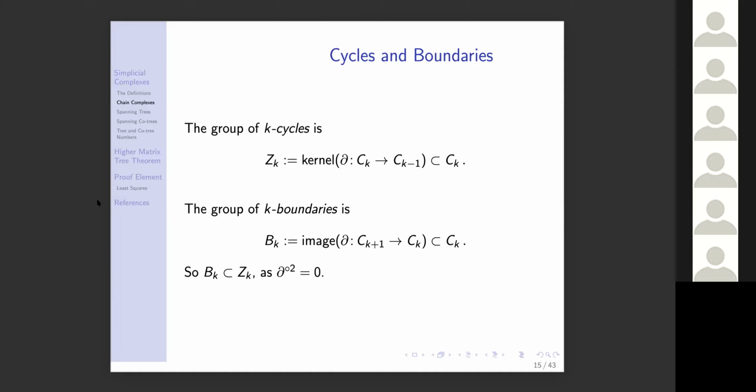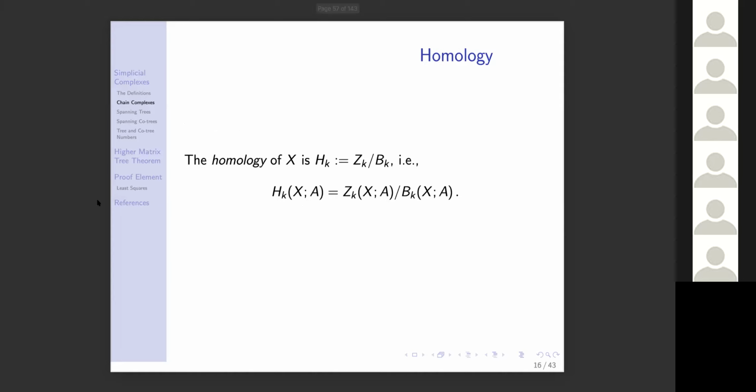And the answer is we measure it in the following way. We take the quotient space, or in the case of the real numbers, the quotient module, Z_k quotiented by B_k, and that's called the kth homology group of X with coefficients in A.